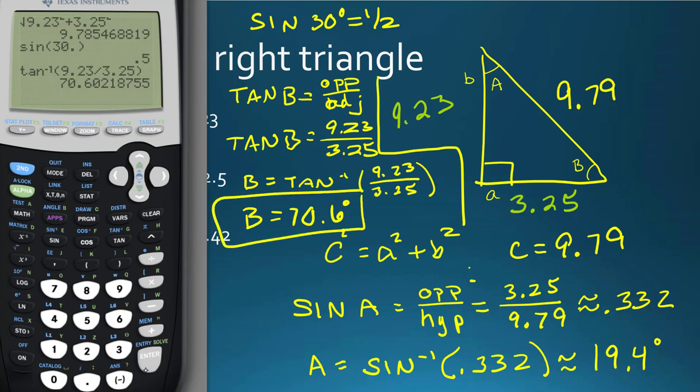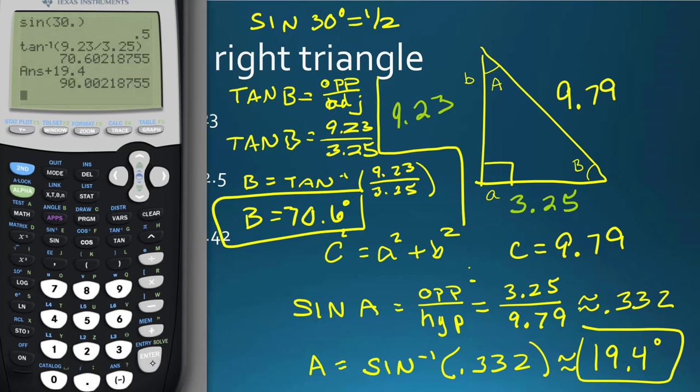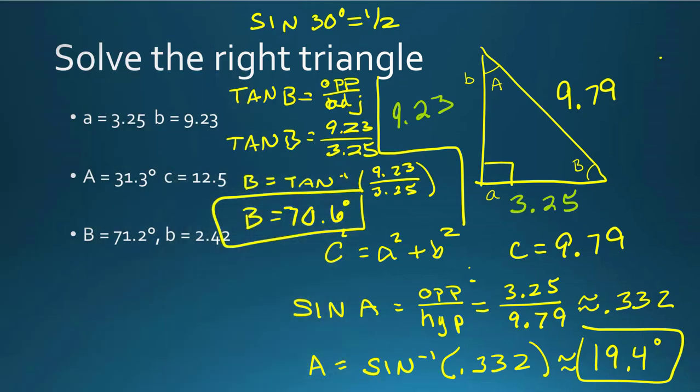Degrees. So if I look, 70.6 and 19.4 should add up to about 90 degrees. Yay! Okay, so that's a good plan. So those are the three missing things of the triangle.